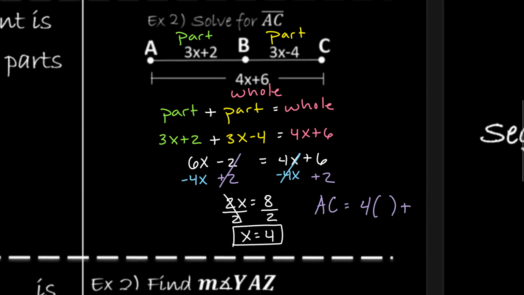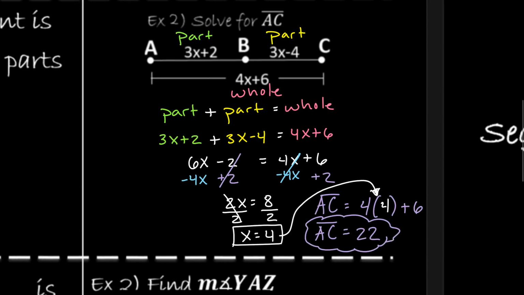4x plus 6 is what AC is equal to. So what am I going to put in for x? Yeah, I just spent all that time solving for x. What is 4 times 4? Plus 6. So AC is 22 long. That's my answer.